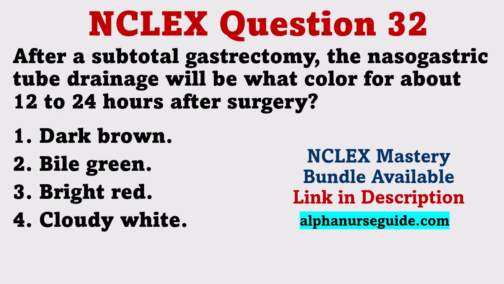The correct answer is 1. About 12 to 24 hours after a subtotal gastrectomy, gastric drainage is normally brown, which indicates digested blood. Bile green or cloudy white drainage is not expected during the first 12 to 24 hours after a subtotal gastrectomy. Drainage during the first 6 to 12 hours contains some bright red blood, but large amounts of blood or excessive bloody drainage should be reported to the physician promptly.